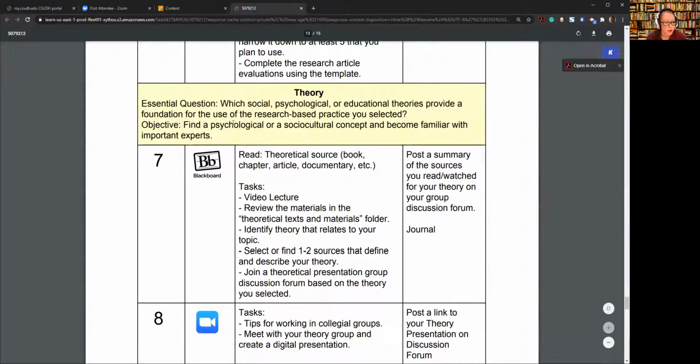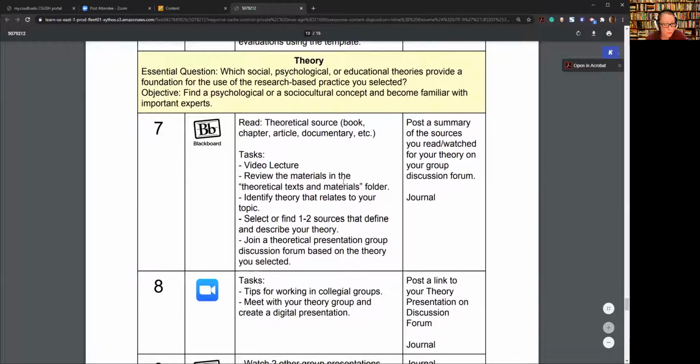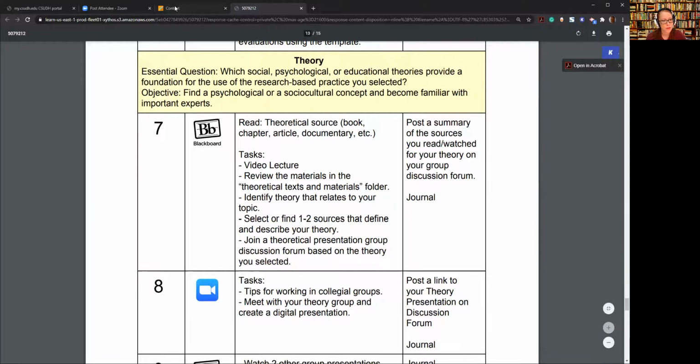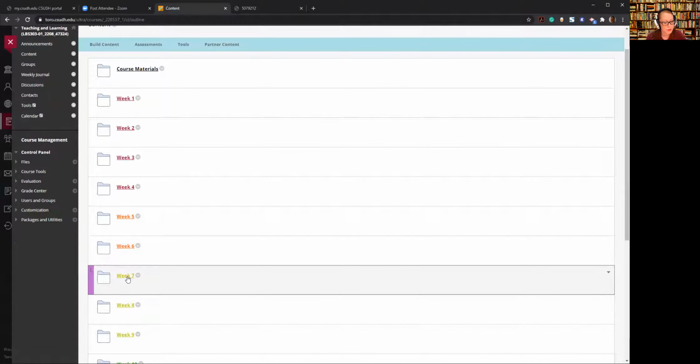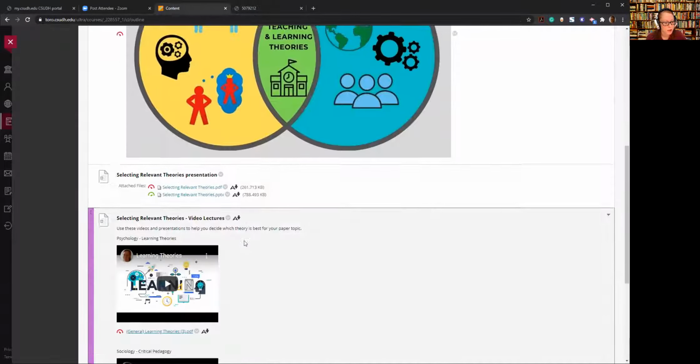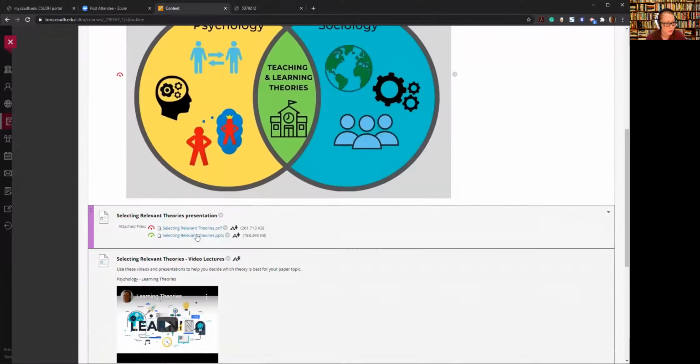The essential question here: which social, psychological, or educational theories provide a foundation for the use of the research-based practice you selected? A really good approach might be to pull up your articles that you read in the last 2 weeks and look at the references page, and then go back to that presentation that I showed you, which is here in week 7. Okay, you'll see it there. Go back to that presentation and you can download it right here.